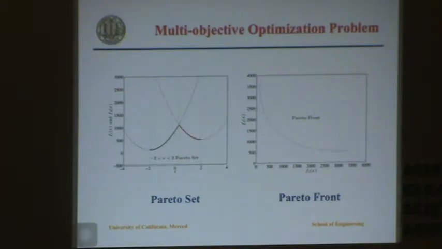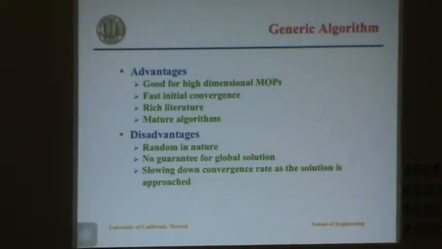So the problem I show here is a relatively easy one. There's only one segment of the solution, so there's one continuous manifold. There are many nonlinear problems, which I'll show you later on, where you actually have multiple disjoint sets, and that makes finding the solution really hard. Okay, so that's what we call MOP, the multi-objective optimization problem. There are many mathematical issues with this.